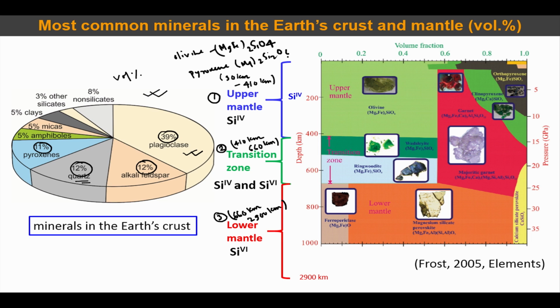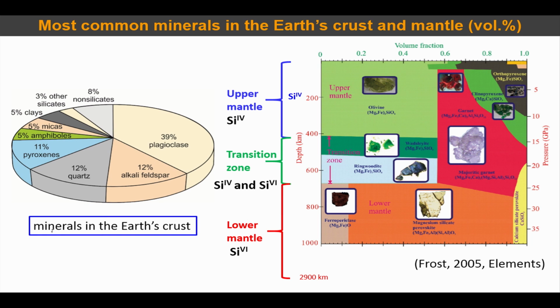So, this right hand diagram, which shows the abundance of different minerals in the mantle, is only applicable when you consider the mantle to be made up of ultramafic rock, and this kind of information we can basically get from xenolith studies.